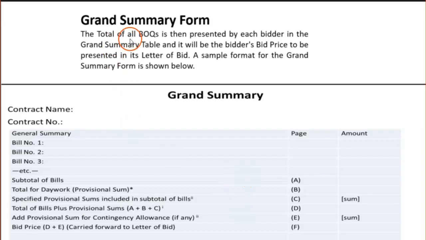This is the grand summary of all expendables. So you will see the total of all BOQs is then presented by each bidder in the grand summary table, and it will be the bidder's bid price to be presented in the letter of bid. A sample format for the grand summary form. This is sample format.